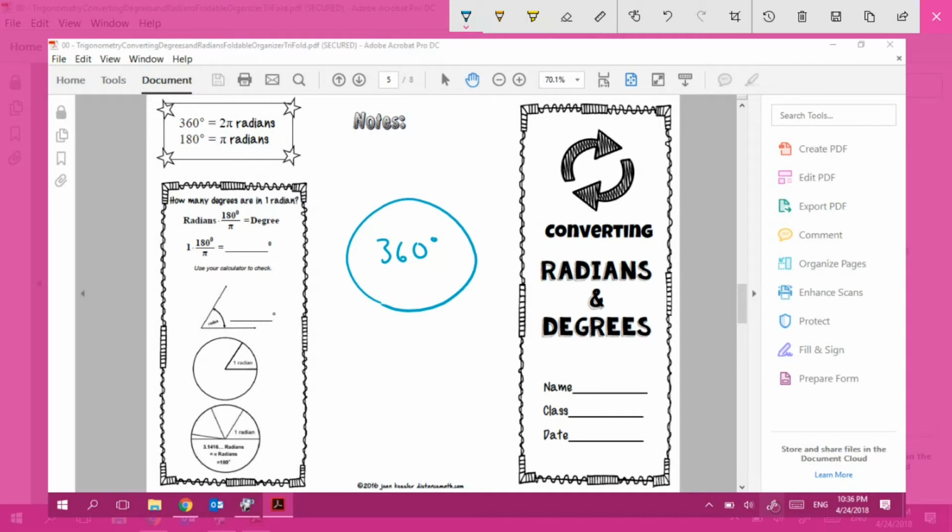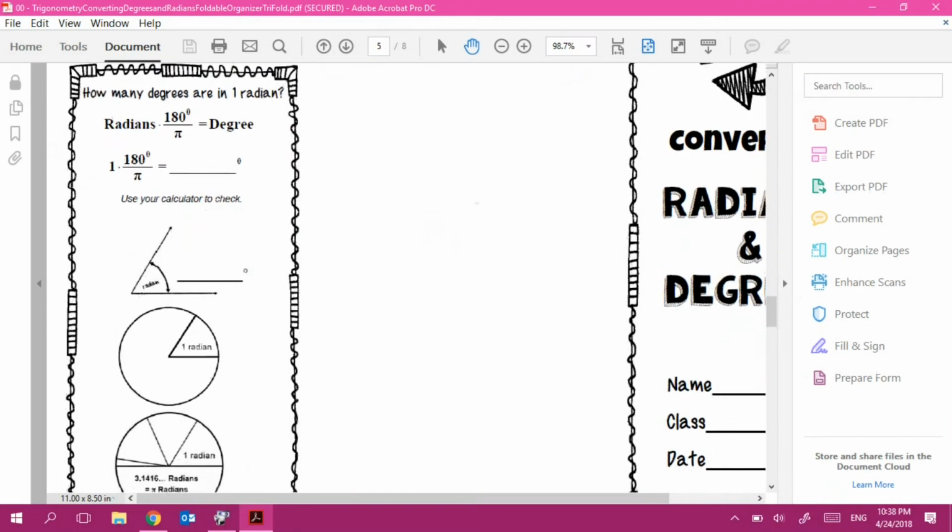360 degrees, look right here. 360 degrees equals 2 pi radians. If 360 degrees is 2 pi radians, then 180 degrees has to be just pi radians, because it's half of that. Alright, now look down here, guys.